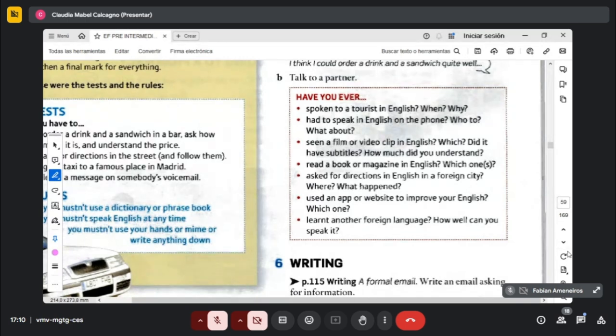Okay. Have you ever asked for directions in English or in a foreign city? No, never. Not really. Not yet. Good, not yet. The thing is, nowadays you can use maps, Google Maps, and asking for directions is not so common nowadays.